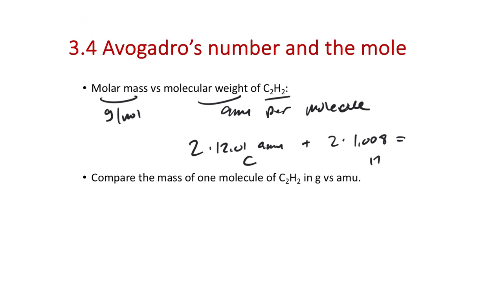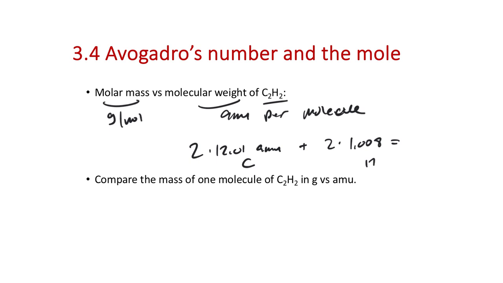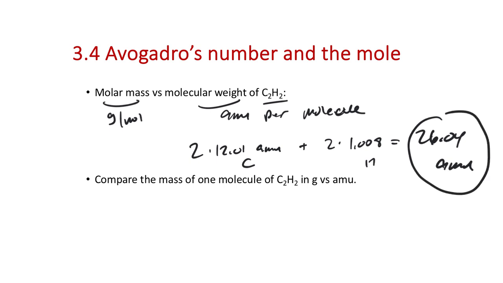Yep, 26.04. So we can say one molecule of C2H2 has a mass of 26.04 AMU. We can say then that the molar mass would be 26.04 grams per mole, because the AMU to gram conversion and then the per atom to mole conversion is the same numbers. We're just multiplying and dividing by the same number. So it's 26.04 grams per mole.